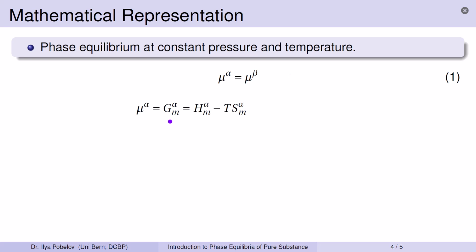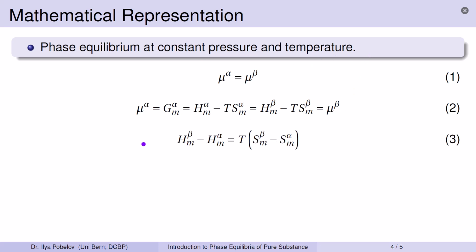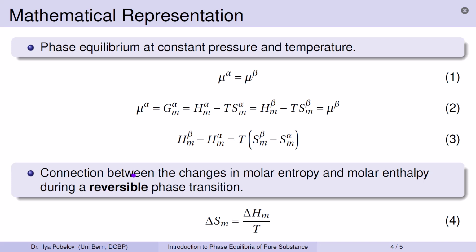For a pure substance, the chemical potential corresponds to the molar Gibbs energy, which is the difference between molar enthalpy and the product of temperature and molar entropy. This holds true for both phases, given that we consider equilibrium at constant pressure and temperature. Rearranging this expression, we find that during a reversible phase transition, the change in molar entropy between two phases equals the change in molar enthalpy divided by the transition temperature.